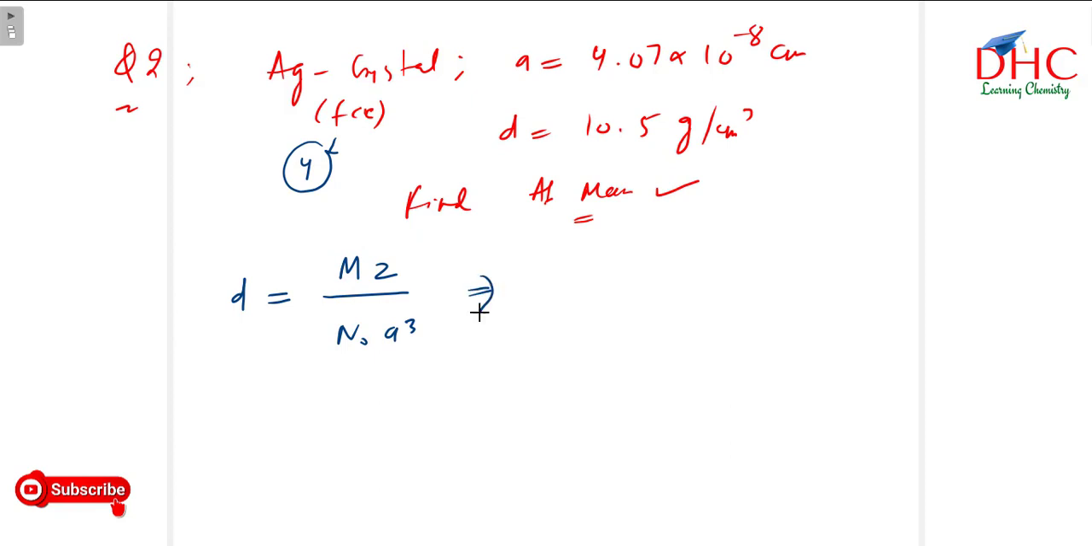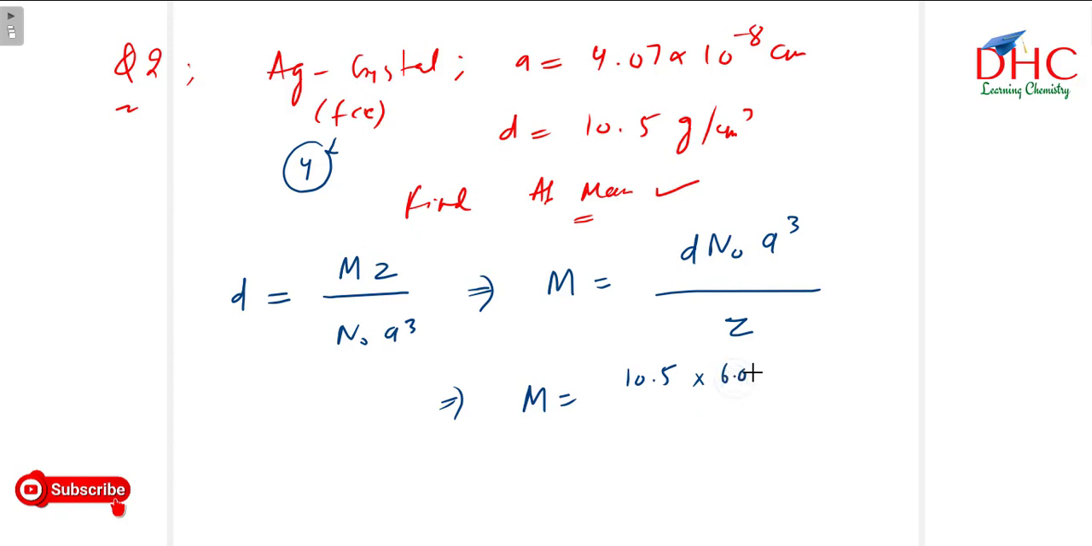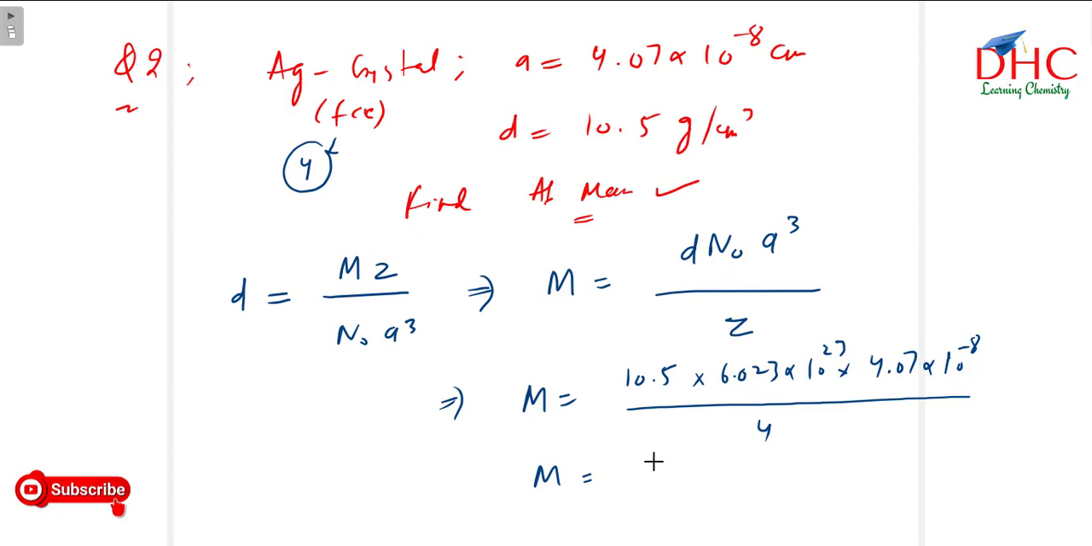So we can write like this: m will be equal to density into n naught into a cube divided by Z. So put the value here. This implies m will be equal to 10.5 multiply n naught is 6.023 into 10 to power 23 multiply a, which is basically edge length, also given in centimeters, that is 4.07 into 10 to power minus 8 whole, divided by Z, that is 4. So m will be equal to, when you solve, m is equal to 106.6. This is the atomic mass of silver.